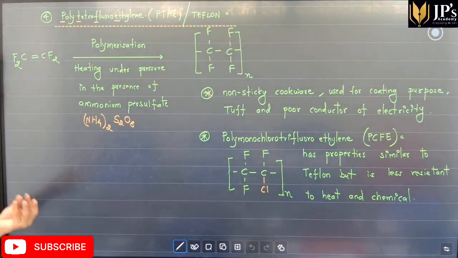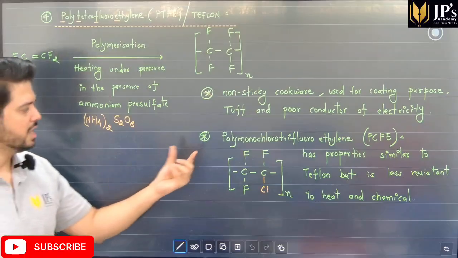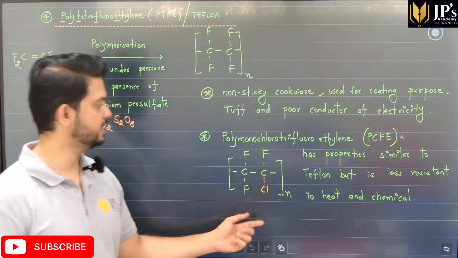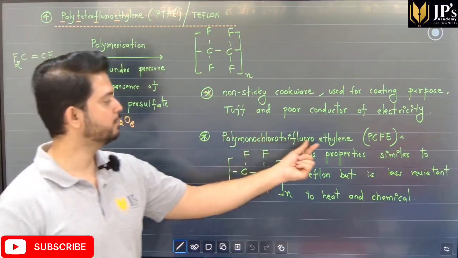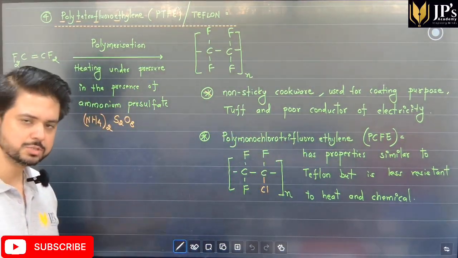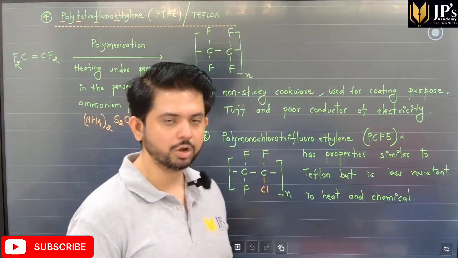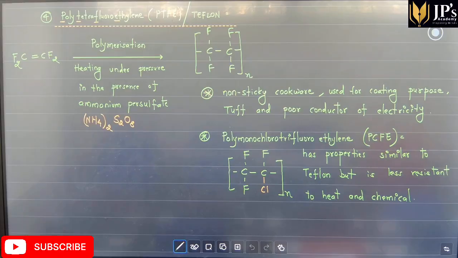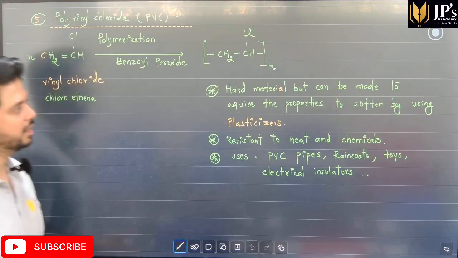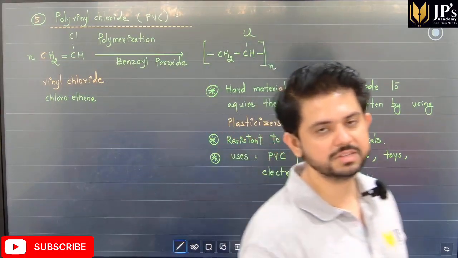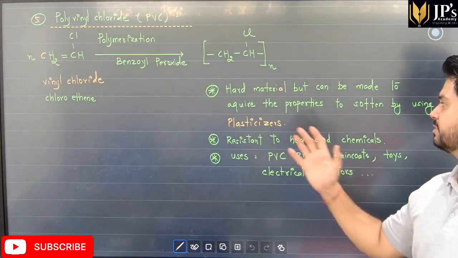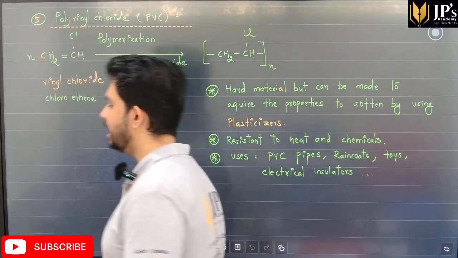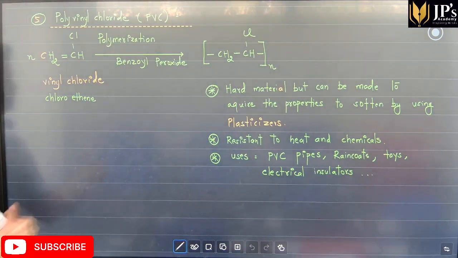A slight modification gives us polymonochlorotrifluoroethylene. So one of the F is replaced by Cl. Polymonochlorotrifluoroethylene, PCTFE, also has properties very similar to Teflon, however it is less resistant to heat and chemicals. Moving ahead, the next important polymer that we have is PVC, or polyvinyl chloride. Students must have heard about PVC cables. The monomer here is vinyl chloride, or chloroethene.